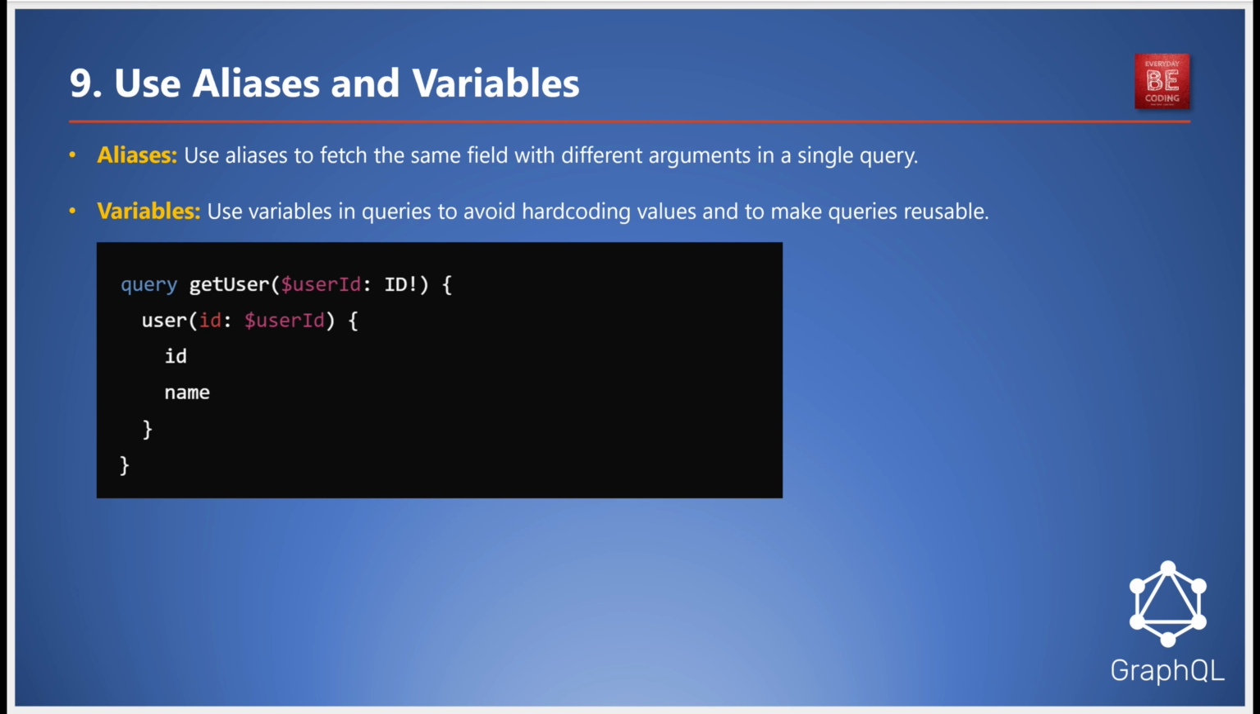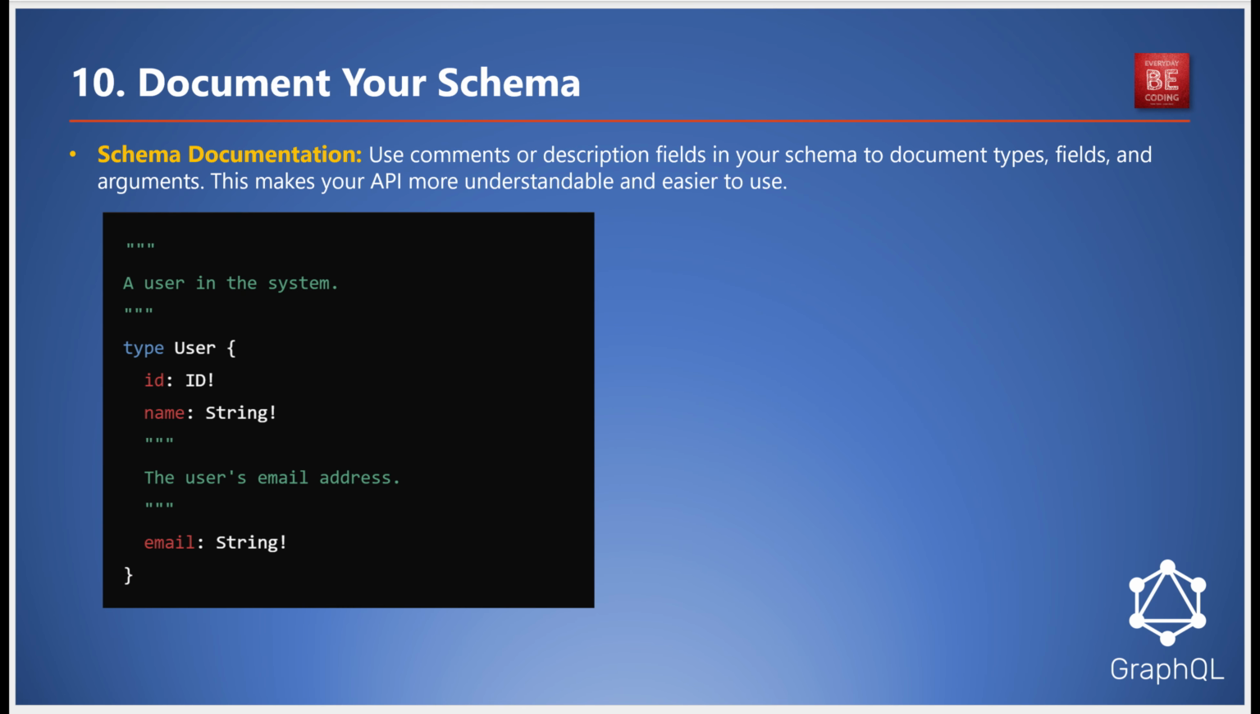Lastly, don't shy away from using aliases and variables to enhance query flexibility and reusability. query GetUser($userId: ID!) { user(id: $userId) }. Documentation should never be an afterthought. Document your schema thoroughly. Utilize comments or description fields within your schema to explain types, fields, and arguments. This not only makes your API more intuitive and user-friendly, but also serves as a built-in guide for developers who interact with your API.